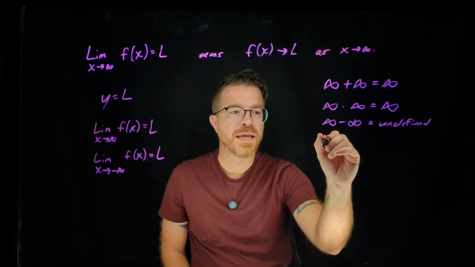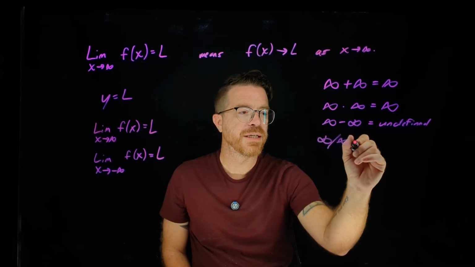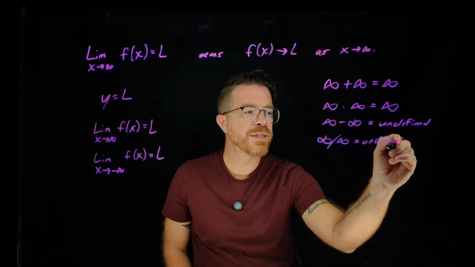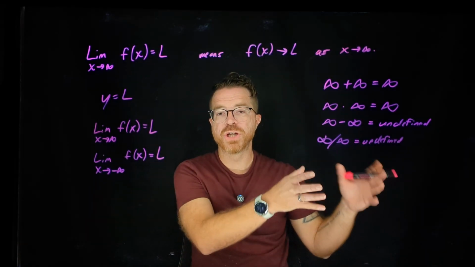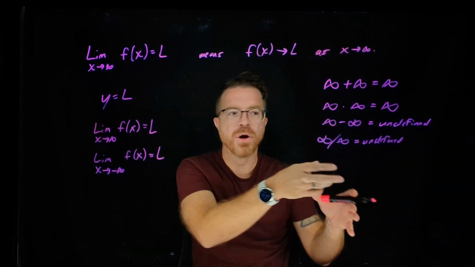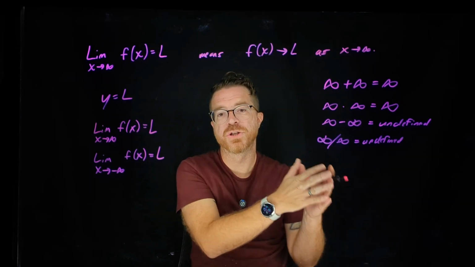And similarly, if I have infinity divided by infinity, this would also be undefined, because what does it mean to take some infinitely large number and subtract off some other infinitely large number, or take some infinitely large number and divide by some infinitely large number?